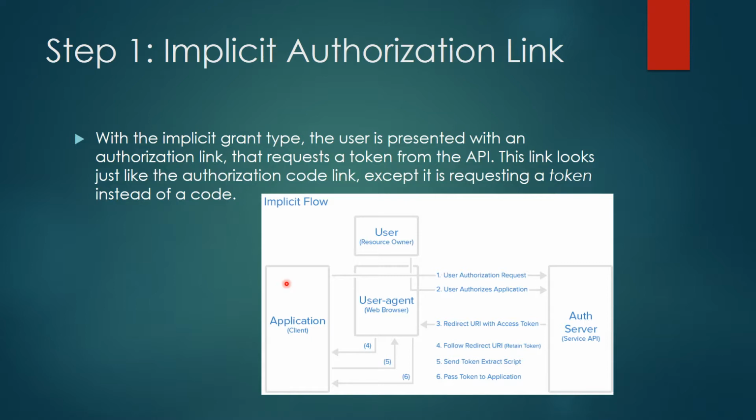So the user authorization request is the first step. We have a link, and that link requests something, in that case a token from the API. So everything starts with that request. This is the first step, just requesting. The difference is that this time we are requesting a token instead of a code. So this is the point.